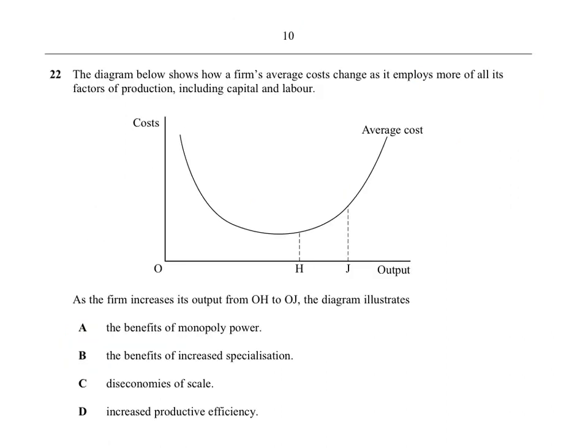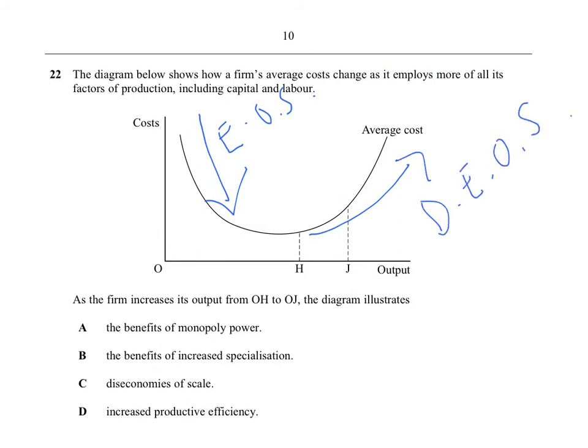Last few questions, 22. An average cost curve for a firm. As we increase output from OH to OJ, what is this showing? Well, remember, why did average costs come down? It's because of economies of scale. What makes the average cost go back up is diseconomies of scale. So the answer must be C.